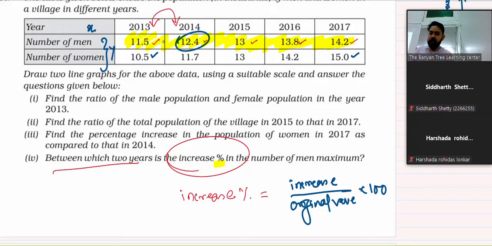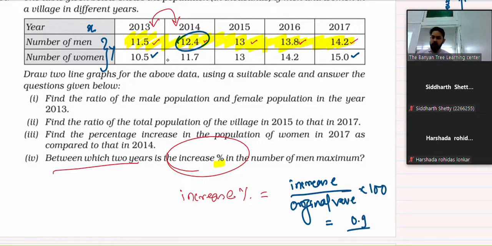So what is the increase? 12.4 minus 11.5. Okay, it's in 1000. Yeah. So either you can write in 1000 or don't bother about 1000. Listen to me. Don't worry about the 1000 here. Just tell me what is 12.4 minus 11.5. 0.9. Right? So write 0.9.